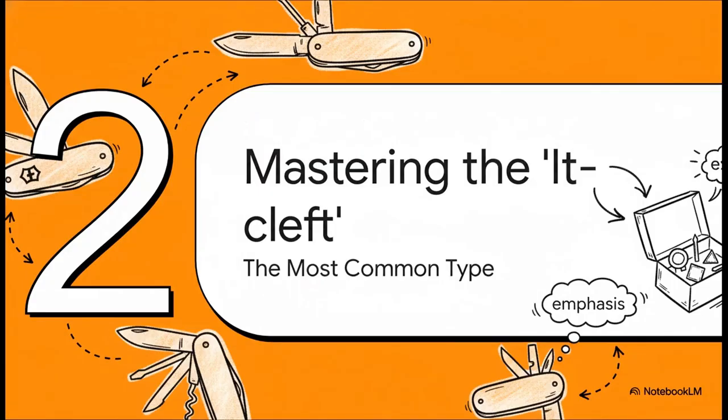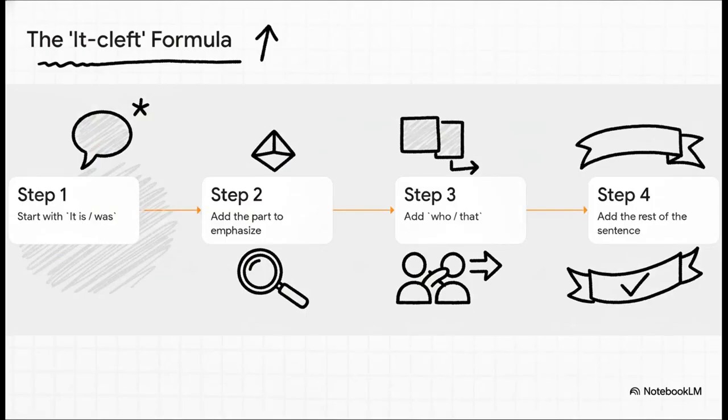Let's get started with the most common, most useful type of all, the it cleft. Honestly, think of this as the Swiss Army knife for your grammar toolkit. It's the one you're going to be reaching for all the time. And you know, the best part is the formula is beautifully simple. It's like a four-step recipe.